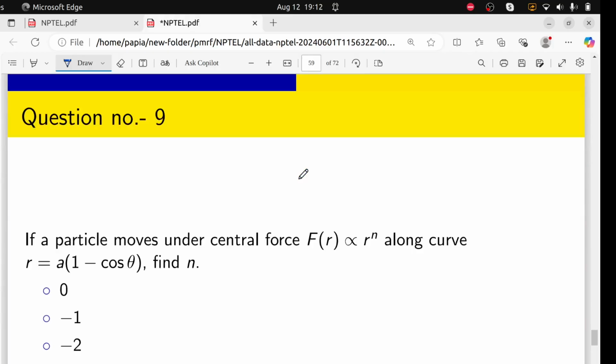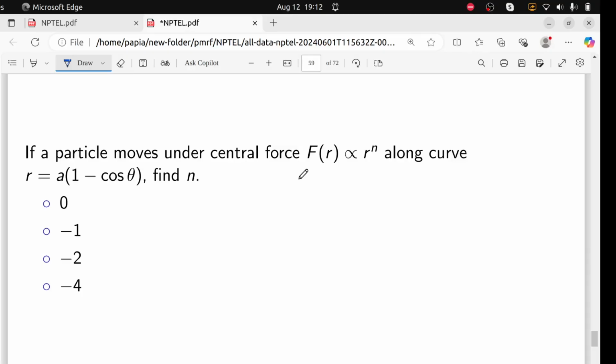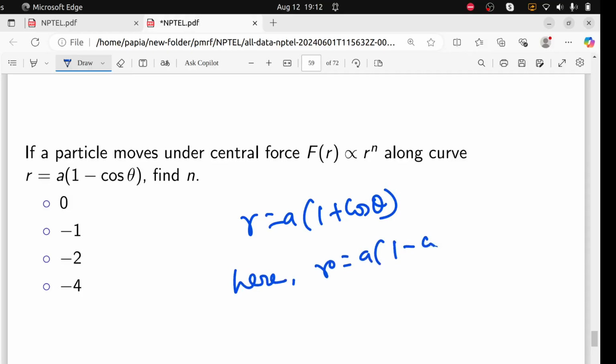Okay, so maybe I can give the same question to you, as it was already explained in question number 7. Let me read it. If a particle moves under central force F proportional to r to the power n along the curve r equals a(1 minus cos theta). In the previous question, r was given as 1 plus cos theta, but here r is given as 1 minus cos theta. Similar procedure will be there, and you need to calculate the value of n.